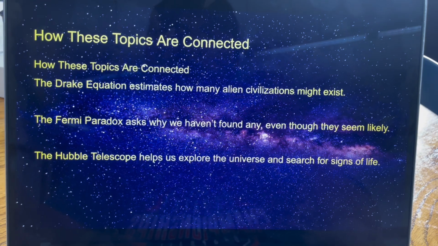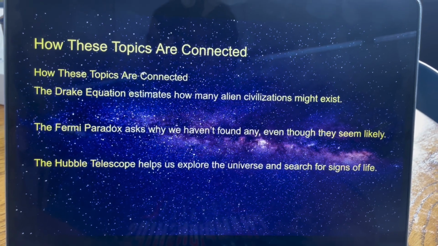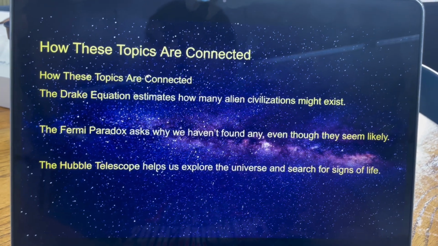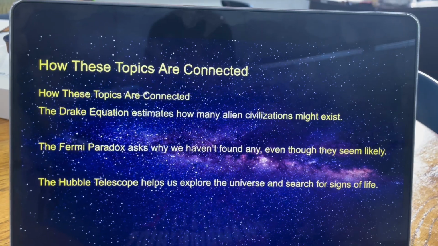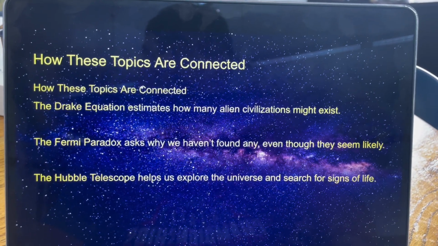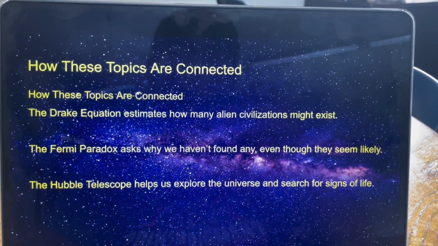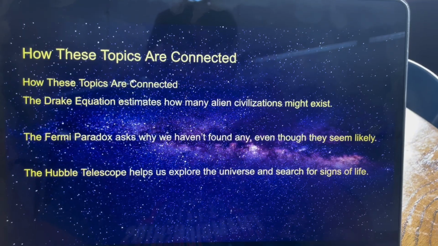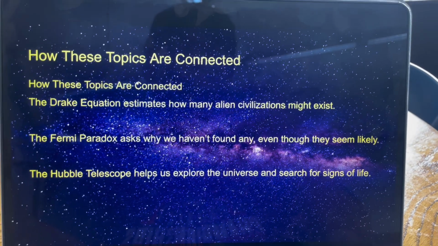So the Drake equation, like I said, estimates how many alien civilizations might exist. The Fermi paradox asks why we haven't found any, even though they seem likely. And the Hubble telescope kind of helps us answer these by exploring the universe and searching for signs of life.